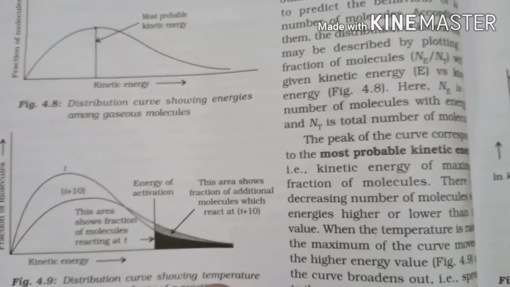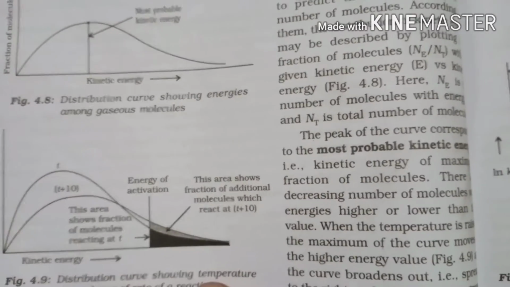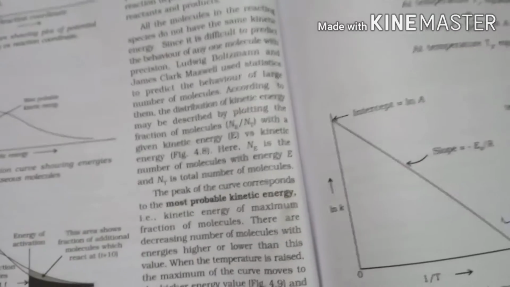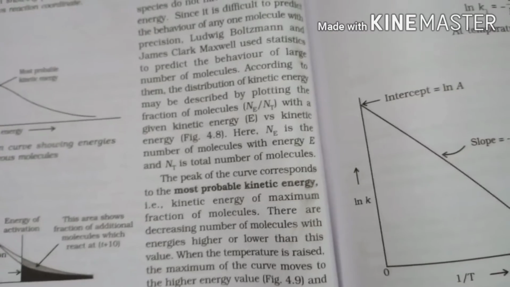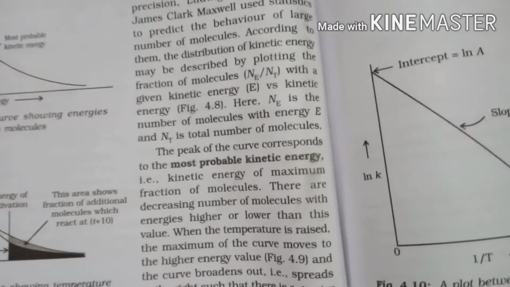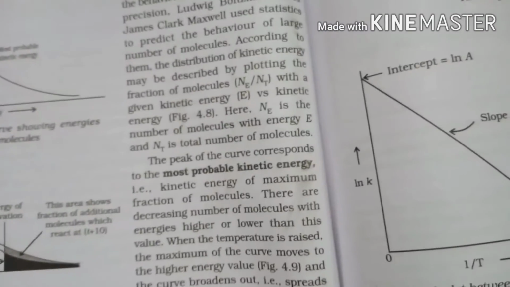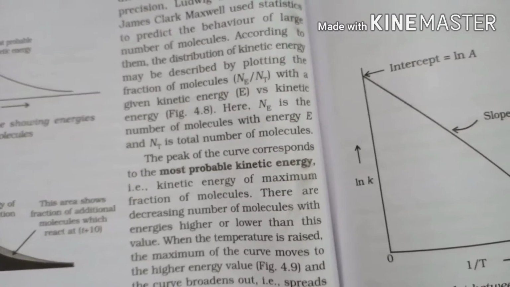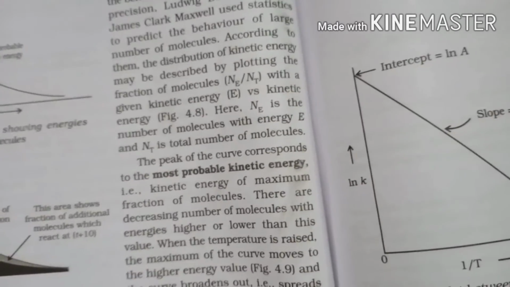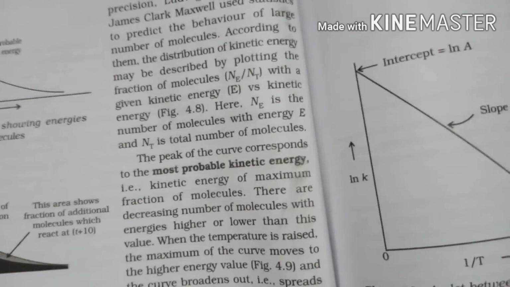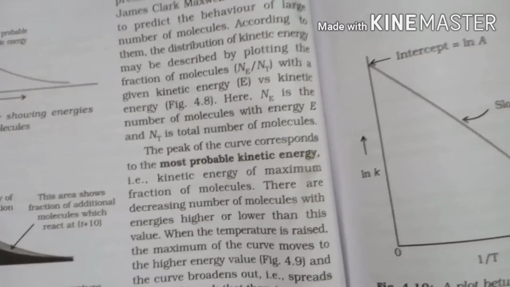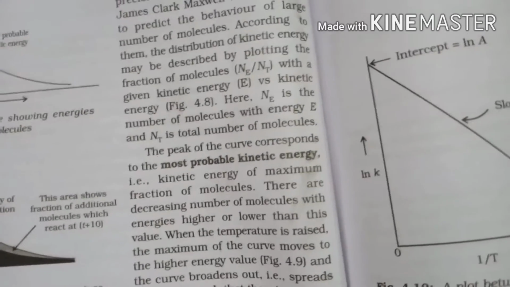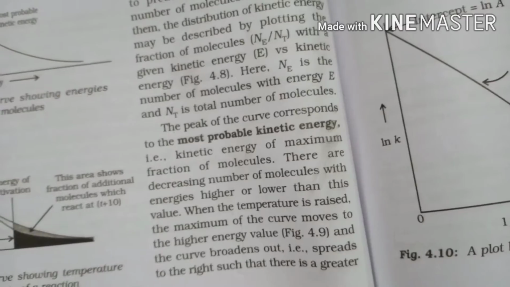There is a decreased number of molecules with energy higher or lower than this value. Higher or lower than this value, we can say it again. The peak of the curve corresponds to the most probable kinetic energy, that is the kinetic energy of the maximum fraction of the molecules, with fewer molecules at energies higher or lower than this value.